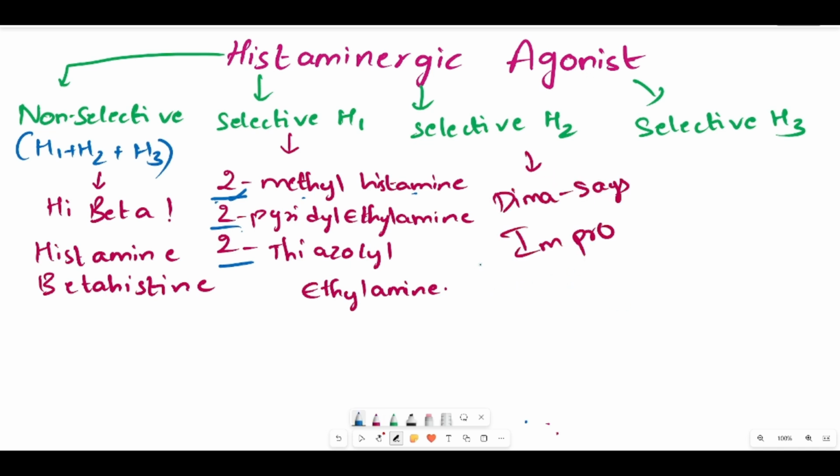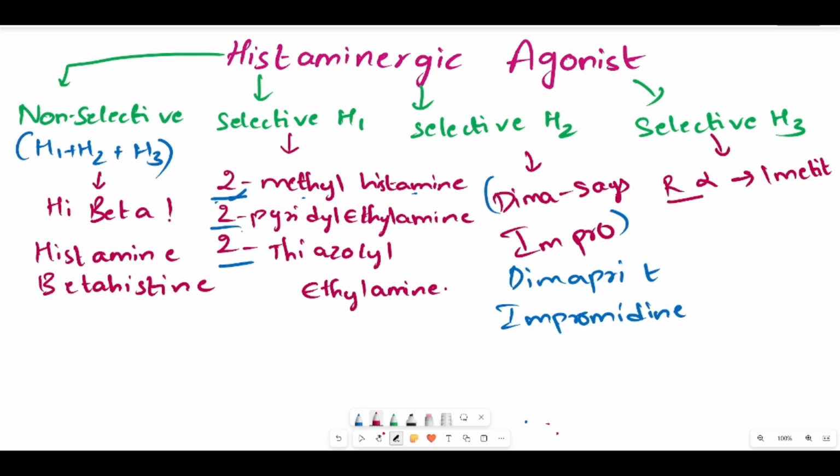Now coming to the third class, which is the selective H2 agonist. To remember the drugs under it, just remember a sentence: "Dima is saying I am pro", where Dima means Dimaprit, and "I am pro" is nothing but impromidine. Coming to the last class, the selective H3 agonist, just remember "R alpha is imitating H3". R alpha is simply R-alpha-methylhistamine, whereas imitate is the drug itself, called immepip.